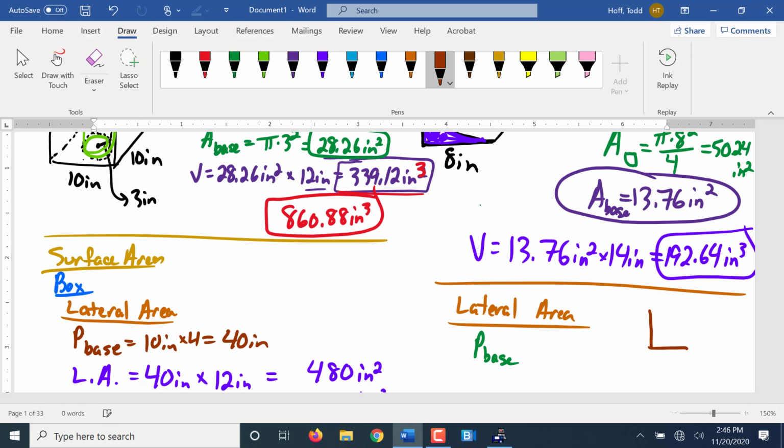Well, our base looks something like that. This is 8 inches. This is 8 inches. So our perimeter here is 8 inches plus 8 inches plus, how would we find this? Well, the circumference of the whole circle would be pi times, not 8, but careful, 16. The radius here is 8, circumference is pi times diameter. And then, of course, it's 1/4 of a circle, so we divide by 4.